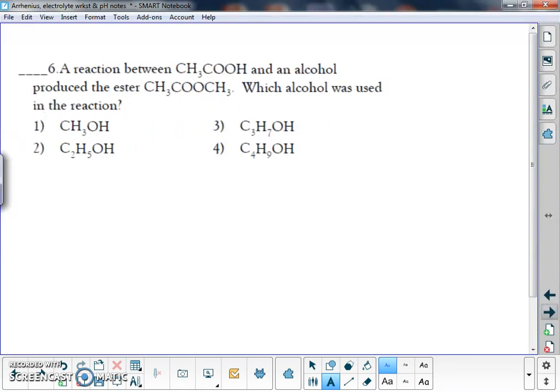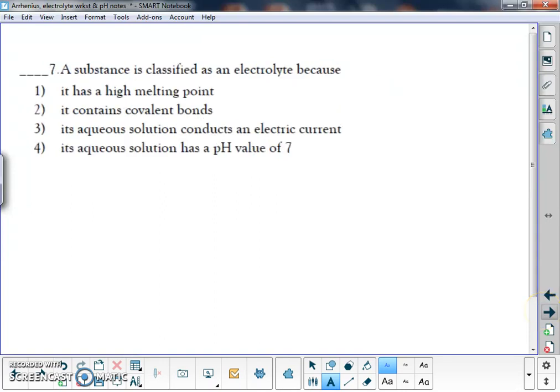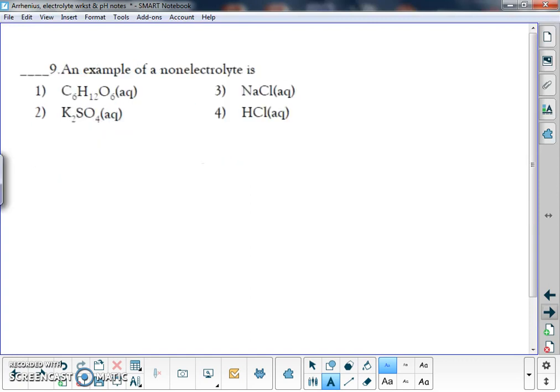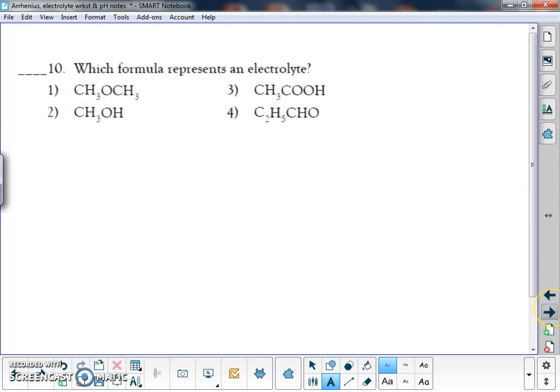Number 6 is an organic reaction. You can skip that. Number 7, electrolyte because it conducts electricity. Number 3. Number 8, HNO3, will conduct electricity. It is an electrolyte. Number 9, the non-electrolyte is sugar, 1. Number 10, formula represents an electrolyte, either an acid, a base, or a salt. Number 3.